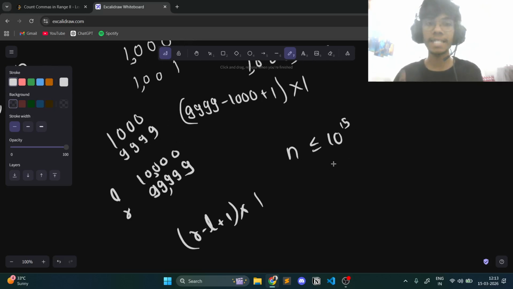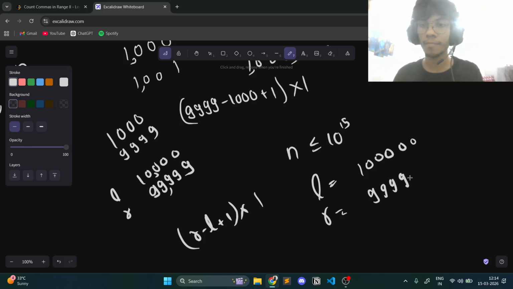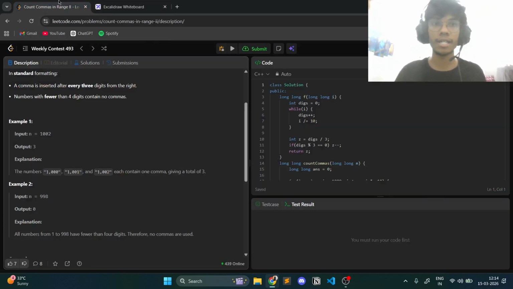And in the end we'll just check, if my L is some power of 10, right? So R would be L into 10 minus 1, so this is 99999. In case my N was something like 72345, we don't want to exceed the total number, so we'll take the minimum of N and this particular R, right? So that is what I have done.